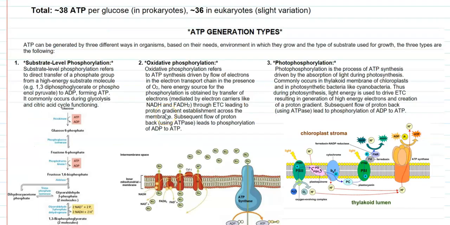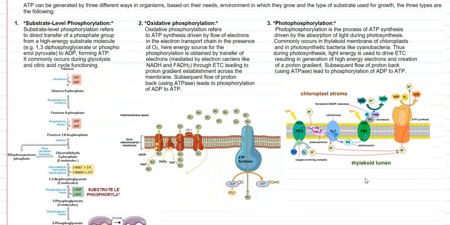Next we look in detail at the different types of ATP generation mechanisms operating in the cells. ATP can be generated in three different ways in the living organism. It is based on the needs, the environment in which they grow, and the type of substrate used for their growth. These are the things that govern the type of ATP generation. The first one is substrate level phosphorylation.